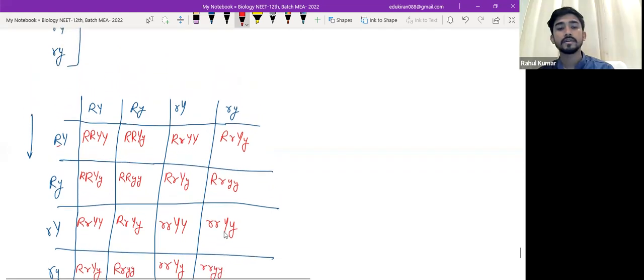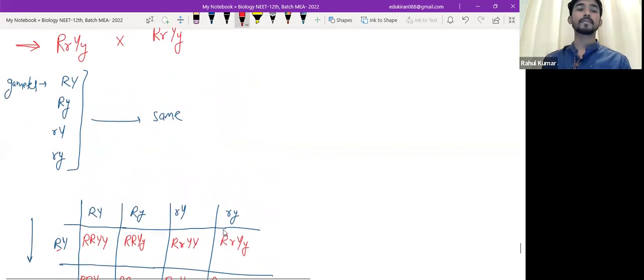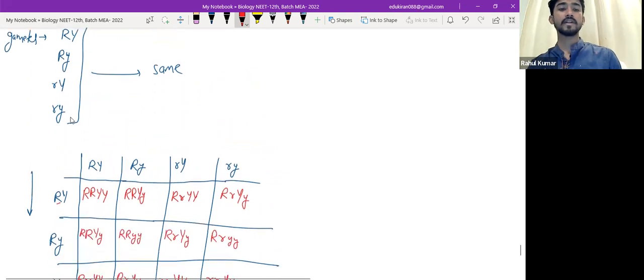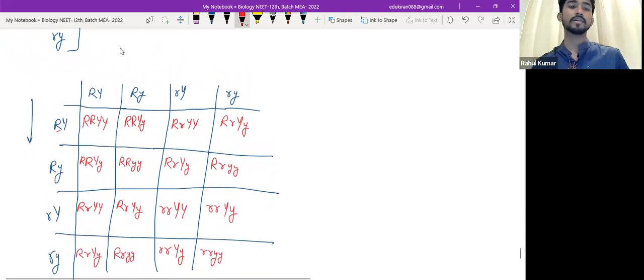So everyone, this is the Punnett square that we made. Now first tell me, what were the parents? These were the parents. I'm writing the parents again here. For this cross, the parents were capital R, small r, capital Y, small y, right? This was the parent into the same, because it was a self cross, right?